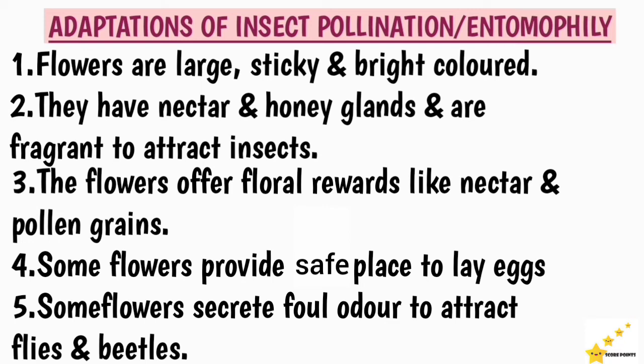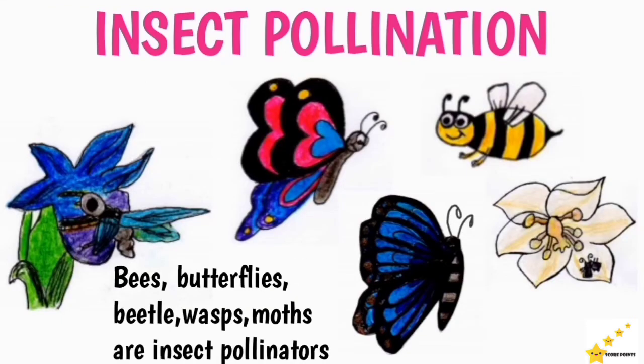The flowers offer floral rewards like nectar and pollen grains for pollination to insects. In some species, the floral rewards are providing a safe place to lay eggs, for example Amorphophallus. The flowers sometimes secrete foul odor to attract insects like flies and beetles.